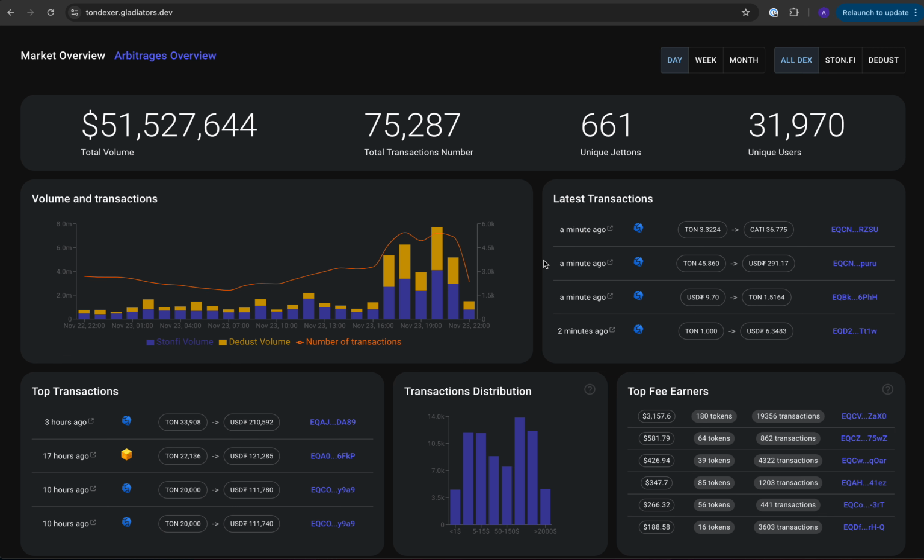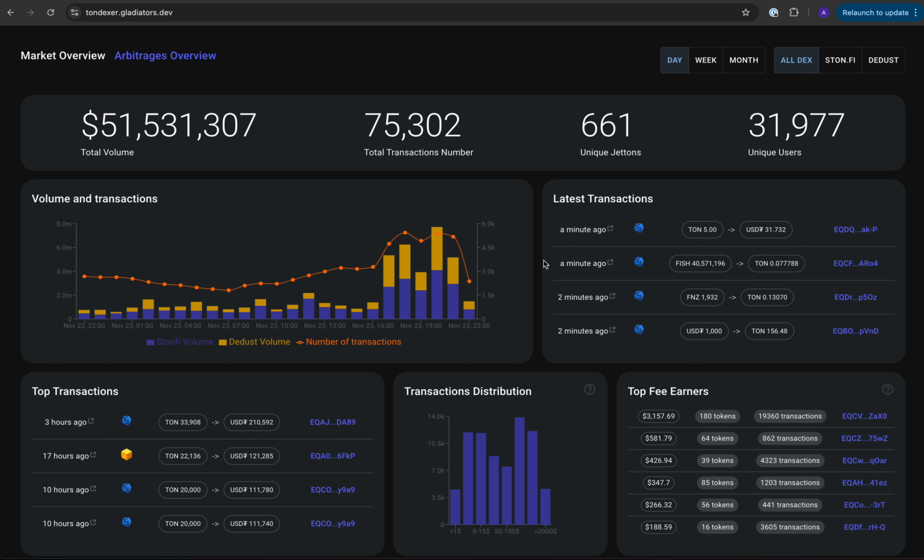Tondexer is built around two components. The first one is related to comprehensive trading statistics across various dimensions, providing insights into activity and trends happening in real time. The second is something truly unique for the Ton blockchain. It's arbitrage analysis. This component dives into real-time arbitrage activity happening on the blockchain. Let's take a look at both of them.